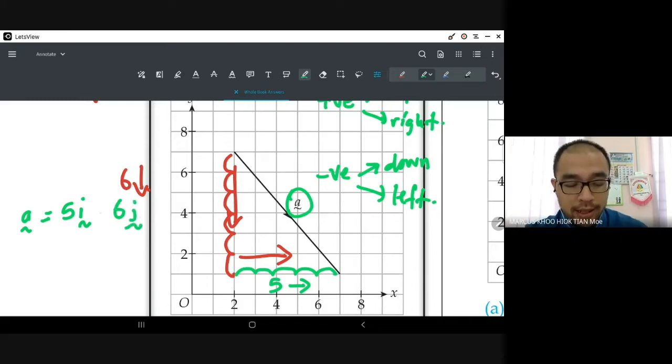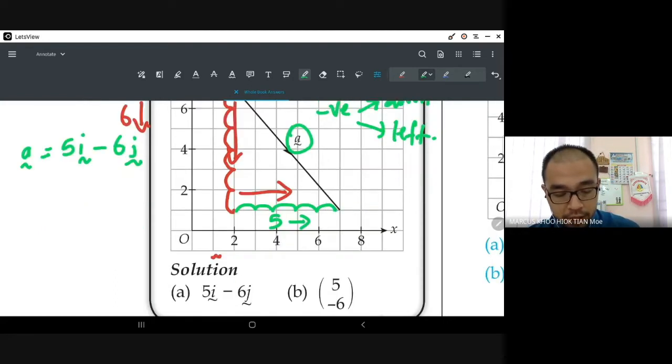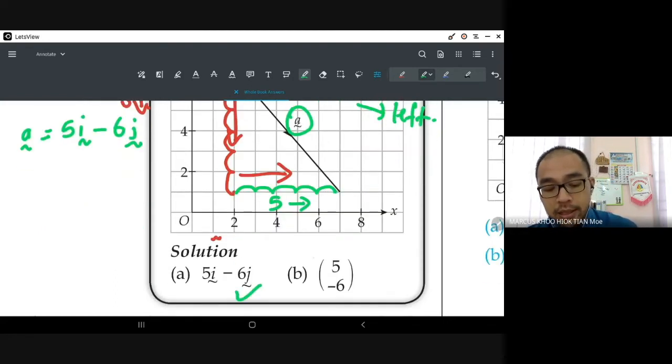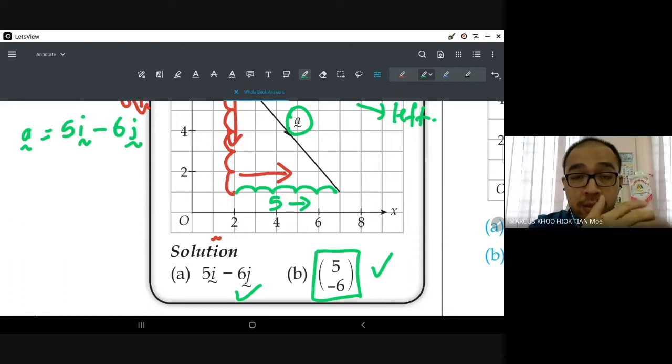So we say negative, okay, negative 6j. That's why you get this answer. And the alternative way to write this answer is to write like this. This is so much easier, right? If you write it in matrix form, much easier. But you have to know both forms.